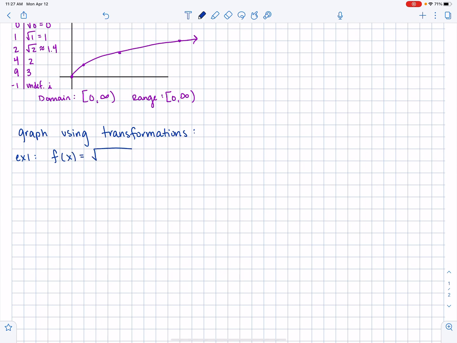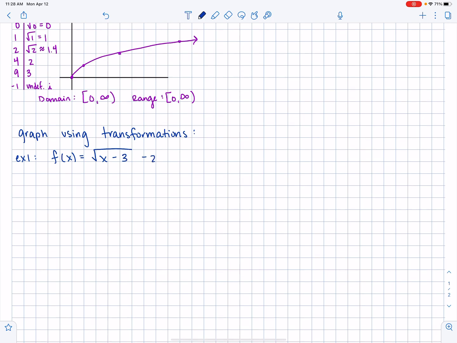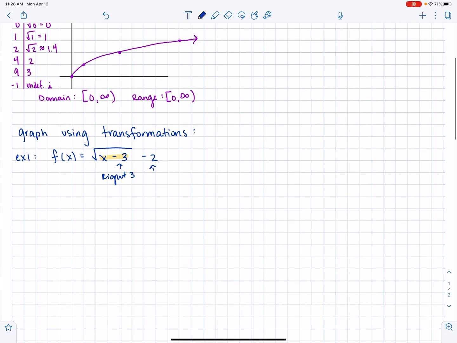So for example 1 here, we're going to have f of x is equal to the square root of x minus 3, minus 2. So in this function, x minus 3 is inside the parentheses. And we know that it's opposite, right? x minus h. So this is going to be a shift right 3. And then this is outside, right? That 2 is outside, so this is now going to be down 2 units.